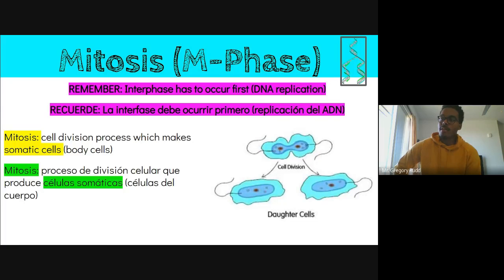We talked a little bit about this yesterday, but I cannot underemphasize what's written in pink at the top of the screen. Interphase has to occur before mitosis. We have to copy the DNA. We have to replicate the DNA. The reasons for that will become pretty clear towards the end of the lesson today.